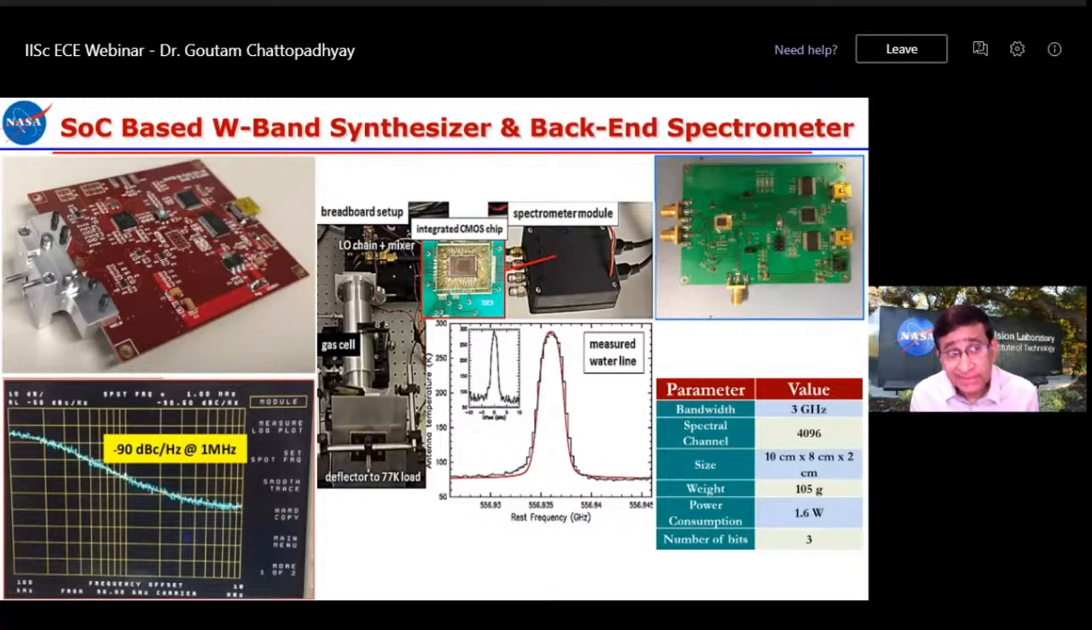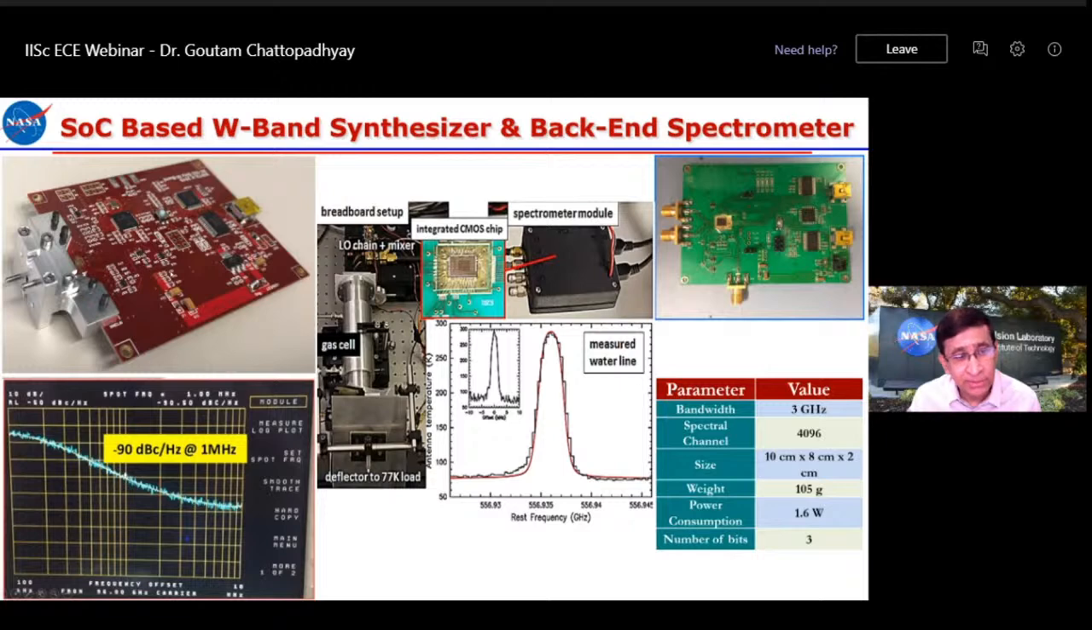What are the other things that I said? We need a SoC based synthesizer. Why was it needed? If you buy a standard synthesizer off the shelf, they draw a lot of power, about 6 watts. But our overall power budget is less than 10 watts, so we cannot spend 6 watts on a synthesizer. So we developed a SoC based synthesizer using a 65 nanometer node, and this was Adrian Tang.